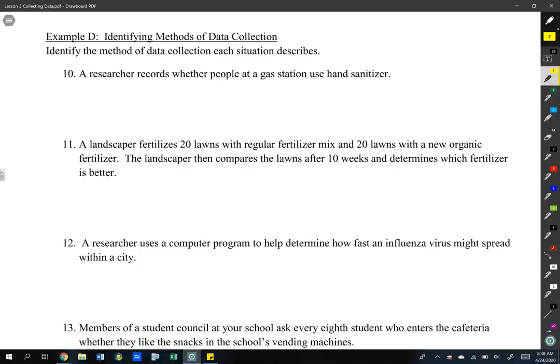All right, number 10, a researcher records whether people at a gas station use hand sanitizer. So there's no treatment, there's no survey. This person is just literally watching people. So this would be considered an observational study.